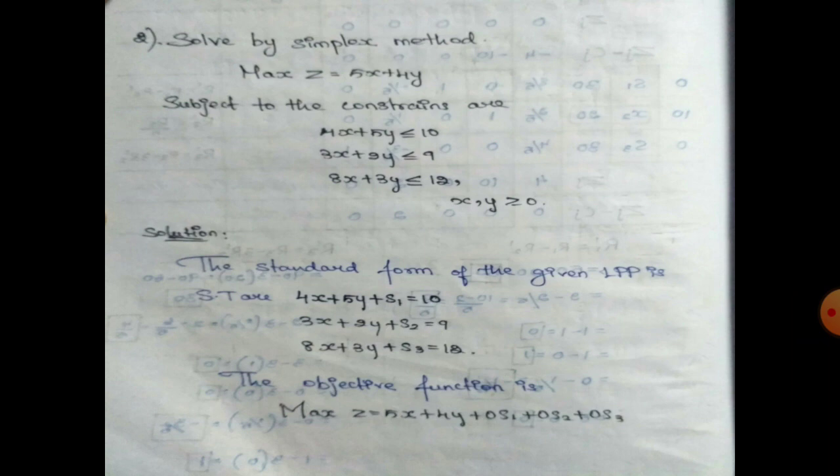So the standard form of LPP is given by the objective function and subject to the constraints 4x plus 5y plus s1 is equal to 10, 3x plus 2y plus s2 is equal to 9, 8x plus 3y plus s3 is equal to 12. Here you have to write x comma y greater than or equal to 0, as well as s1 comma s2 comma s3 is also greater than or equal to 0.